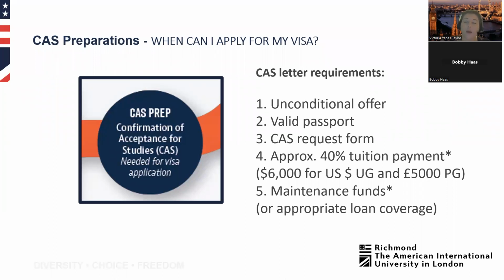So after that, number 4, approximately 40% of tuition needs to be paid to receive your CAS letter. I say approximately because you'll see on previous updates on our site, it has been 40% of tuition, but starting last semester, our finance department has streamlined this process, and we just have 2 straightforward rates for what students need to qualify for their CAS. So for our undergraduate students, it is $6,000, and for our graduate or postgraduate students, it is £5,000. So this can be paid in either direct payment, card, wire transfer, either of those are fine.